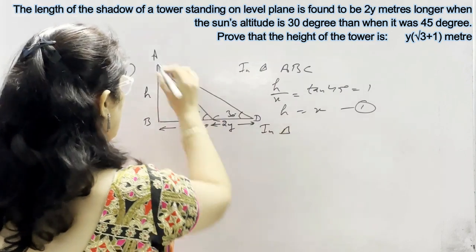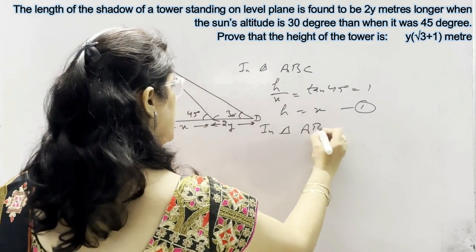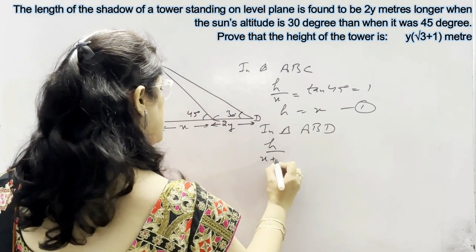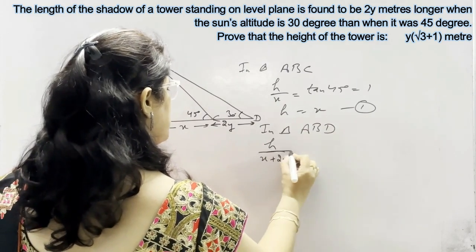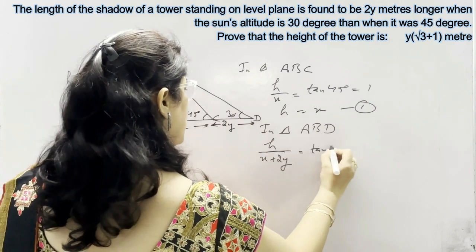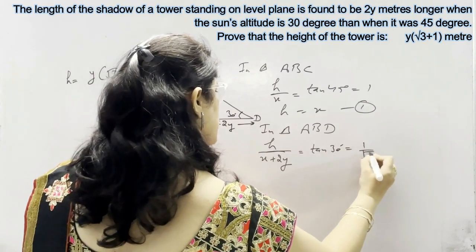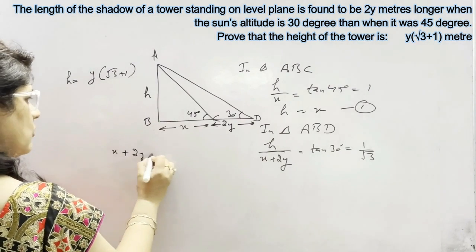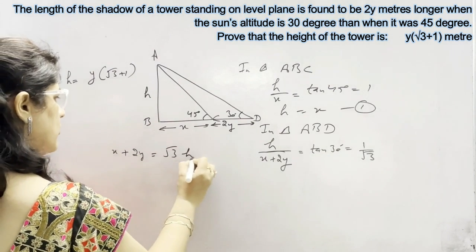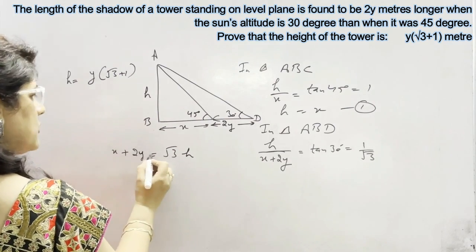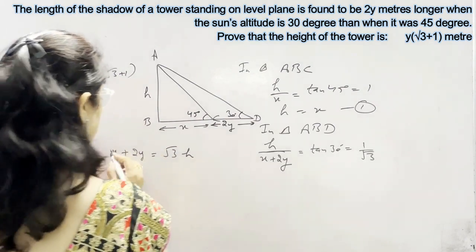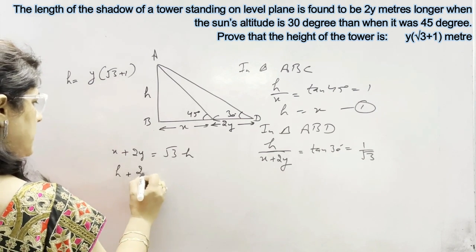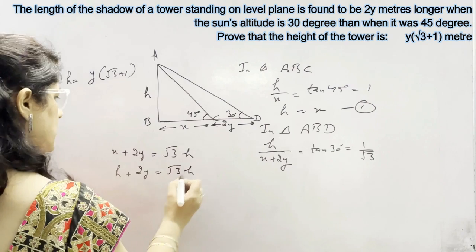In the next triangle, the full triangle ABD, h is the perpendicular and the base is x plus 2y, and the value of the angle is tan 30. It means 1 upon root 3. Cross multiplying, x plus 2y is equal to root 3 h. We need to find the value of h, not x. So we are replacing this x with h. So h plus 2y is equal to root 3 h.